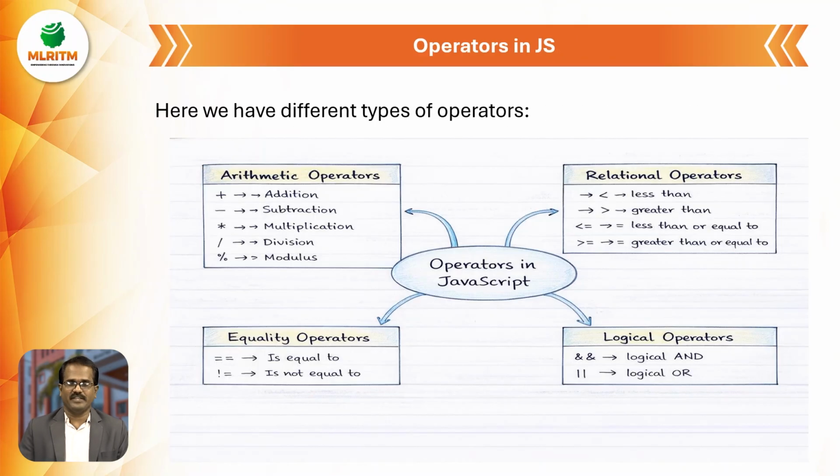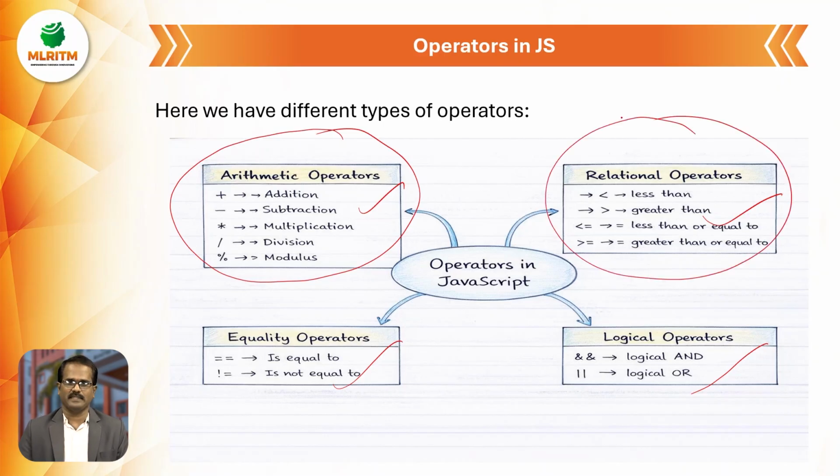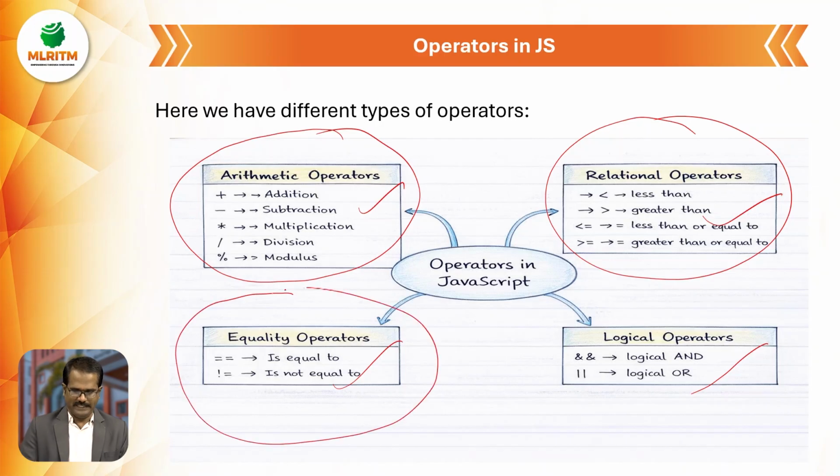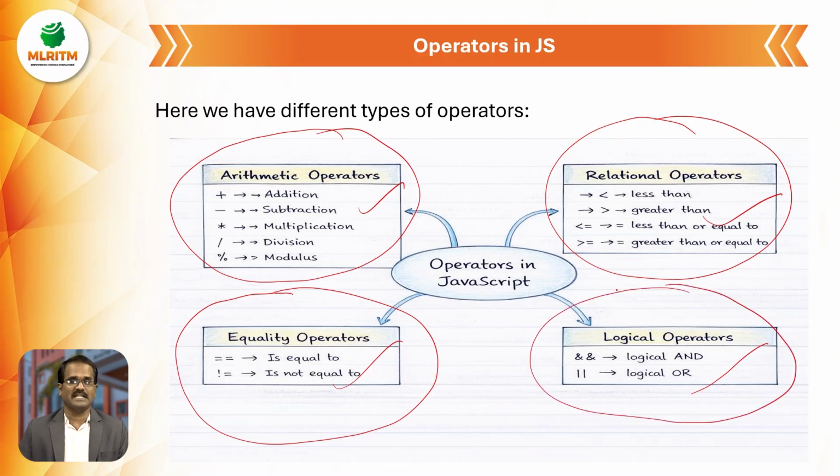Here we'll see the different types of operators we have: arithmetic operators, relational operators, equality operators, and logical operators. Arithmetic operators do the arithmetic calculations. To do comparisons, we use relational operators. To check whether the given values are equivalent or not, we use equality operators. For logical connectivity between the operands, we use logical operators. Arithmetic operators include addition, subtraction, multiplication, division, and modulus. Less than or equal to, greater than or equal to are relational operators between two operands.